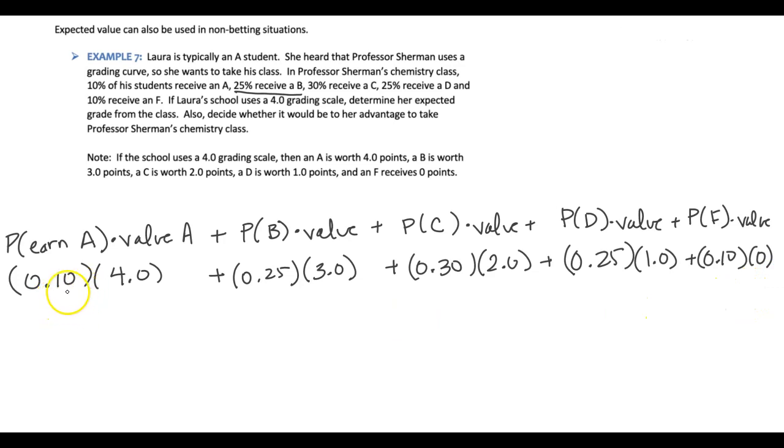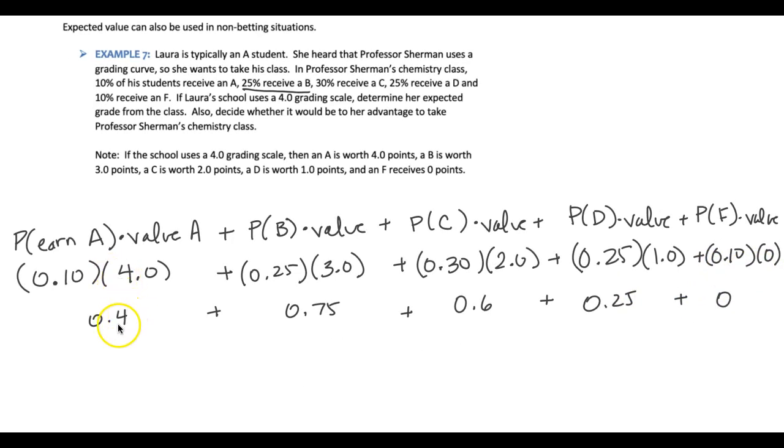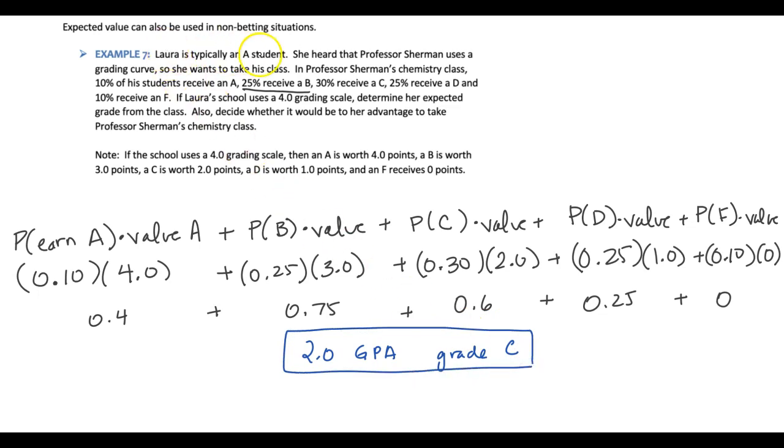Simplifying each one, 10% times 4 would be 0.4, 0.75, 0.6, 0.25, and then 10% times 0 would be a 0. Combining this all together, we would have a 2.0 GPA, or a grade of C. Since Laura is typically an A student, she may not be happy with earning a grade of C, and so it might not be to her advantage to take this class.